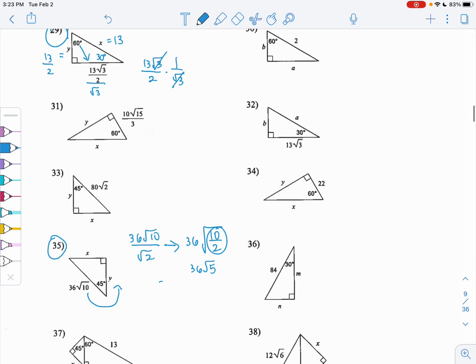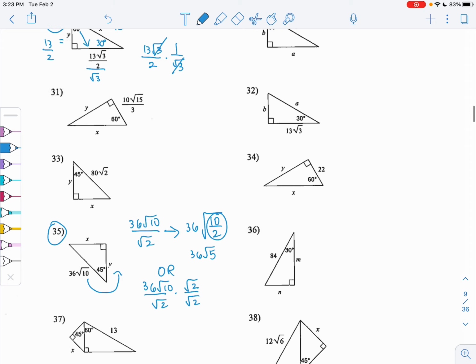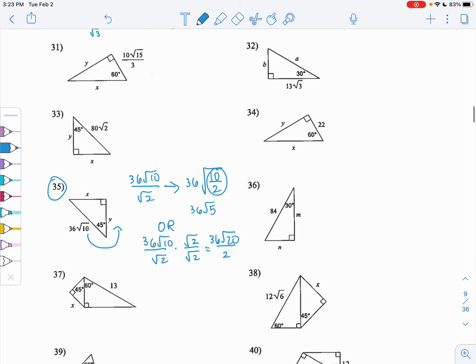Or we rationalize. So 36 rad 10 over rad 2, times top and bottom by radical 2 over radical 2. We get 36 radical 20 over 2. Notice that 20 is the same thing as 2 times 2 times 5, so we can take an additional 2 out. If we do, we multiply by the 36 on the outside, get 72 radical 5 over 2, which then the 2 and the 72 reduce, and we get 36 radical 5. So both of these are two different ways to get to the same answer.